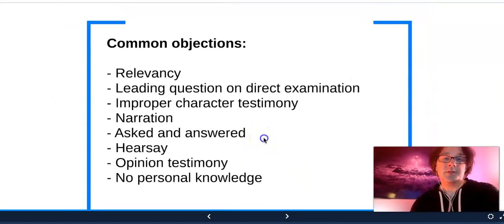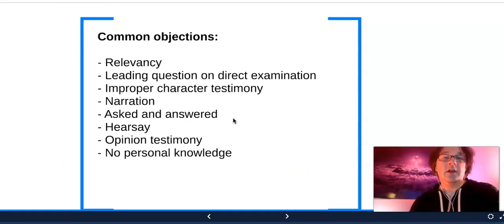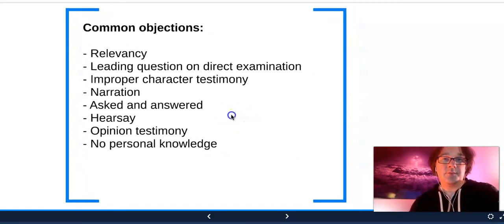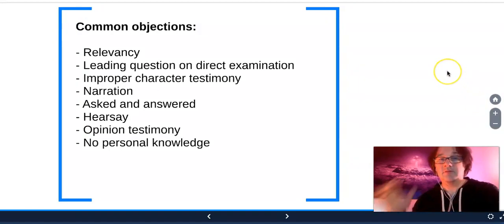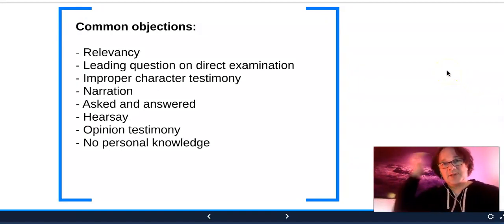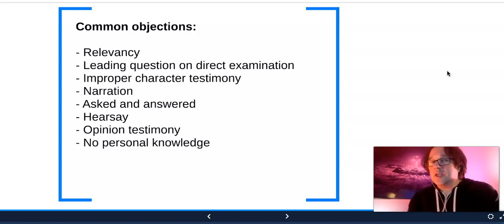So some common objections here is going to be relevancy. So if the opposing attorney is asking a bunch of questions that don't seem to be going anywhere or don't seem to be related to the case at all, you might say, objection, Your Honor, relevancy, right? Well, what's the point of this questioning? You might say leading the witness, right? And so leading questioning or leading questions on direct examination is a common objection.